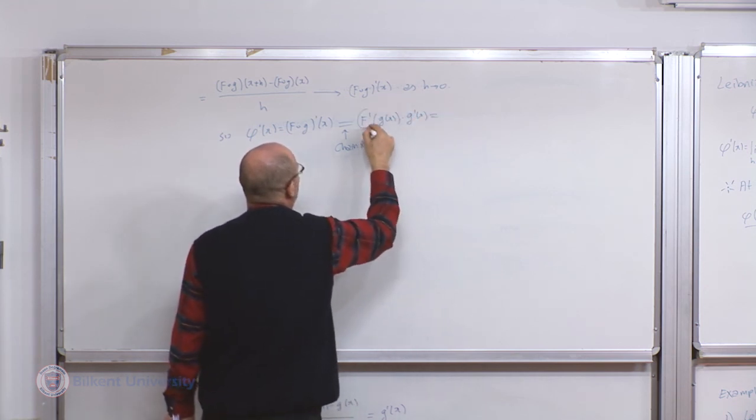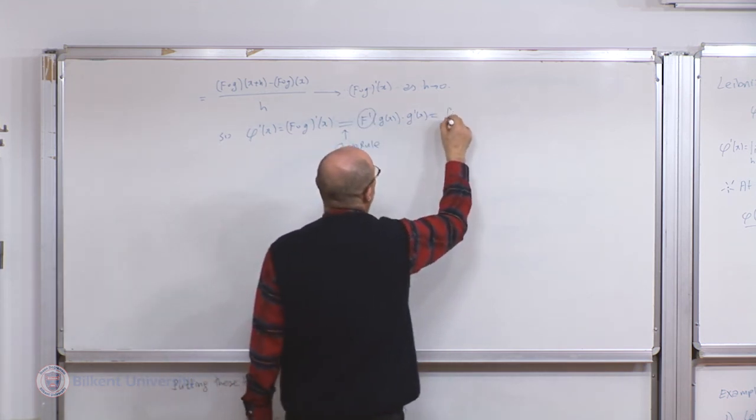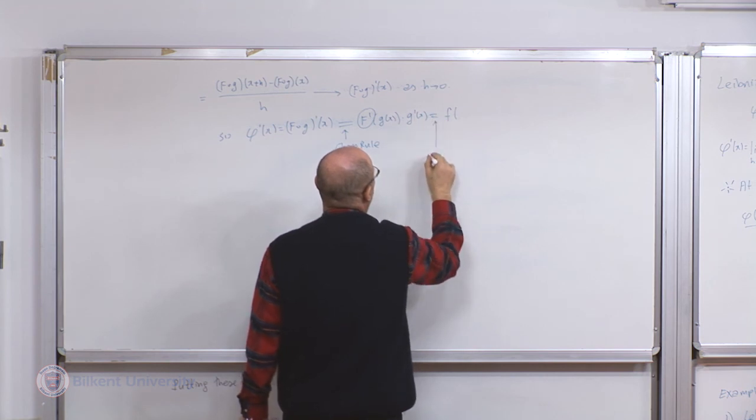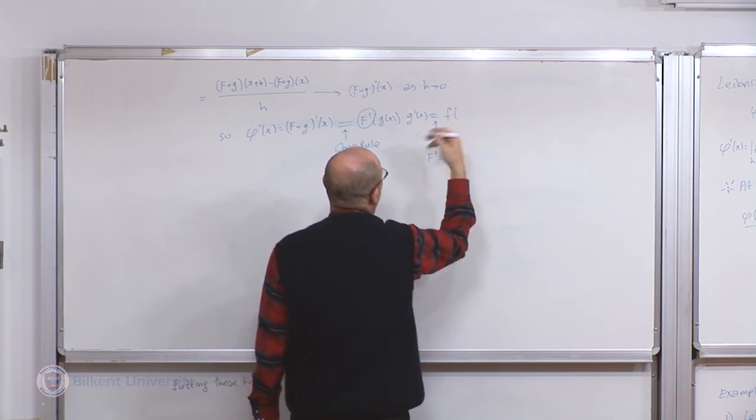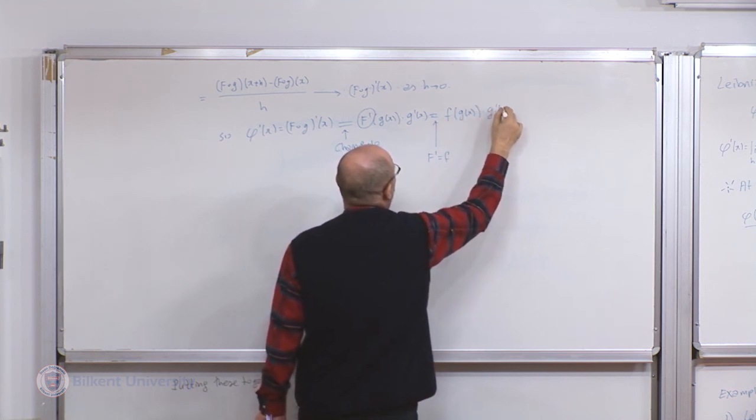Fortunately, I now recognize F prime. Okay, so F prime is small f. So this is f of x. Here F prime is f, from the fundamental theorem of calculus, f of g of x times g prime of x.